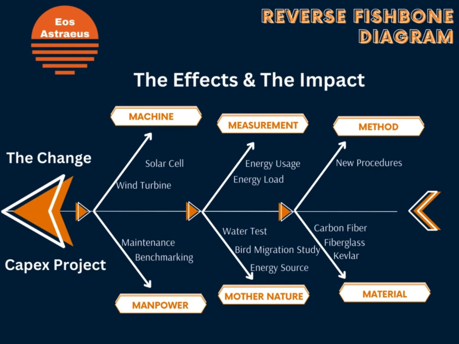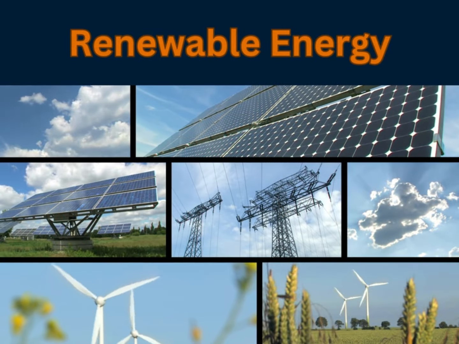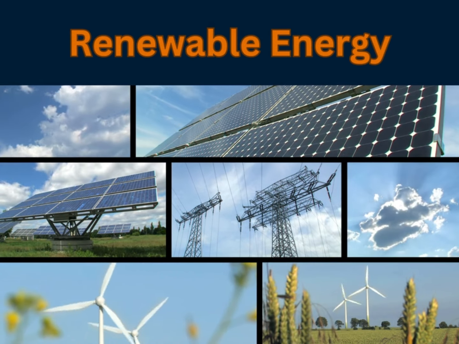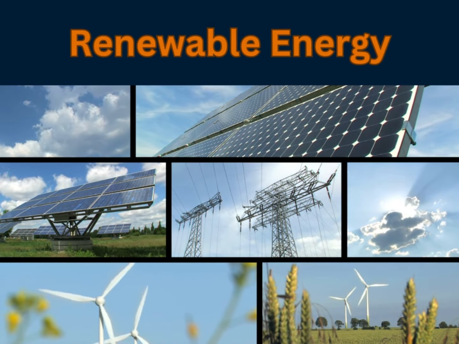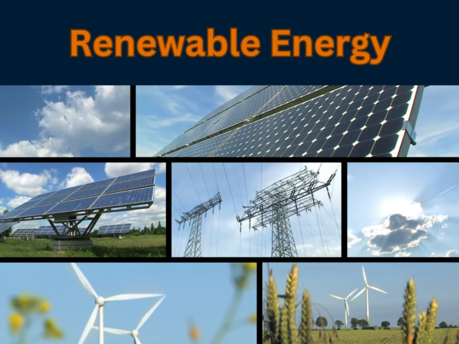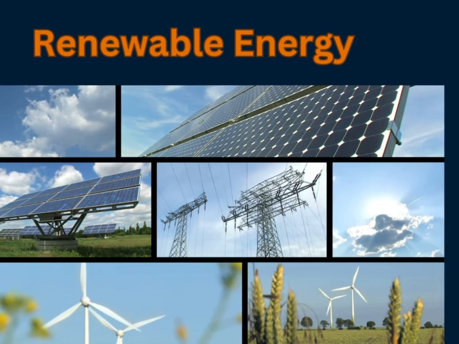So our first theme for the reverse fishbone diagram is renewable energy. And you can see here the difference is that the head of the fish is on the left side and the arrows are actually pointing outward towards the M's, because the change is going outward towards the machine, the measurements. We're going to analyze how this particular type of project, renewable energy, affects the 6 M's. So we ask ourselves, what's going to change? What impact is going to be delivered?